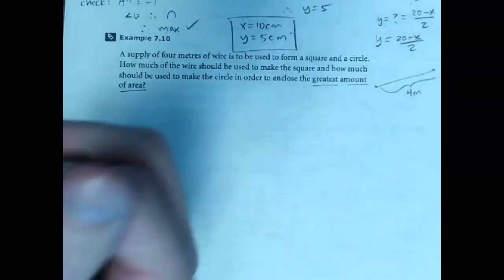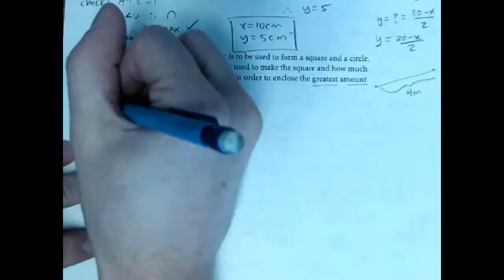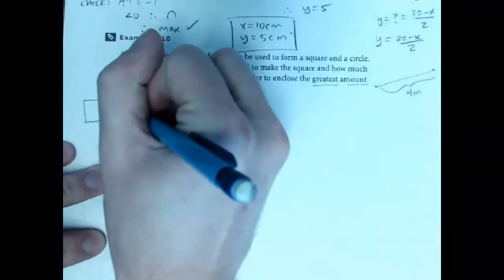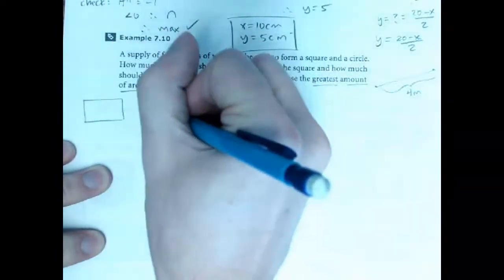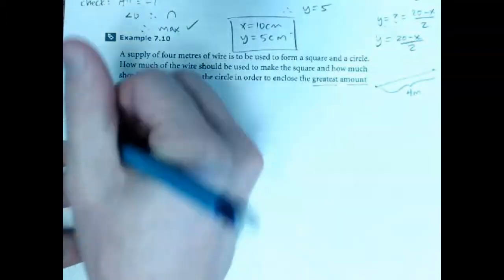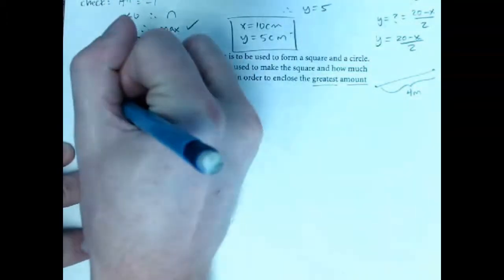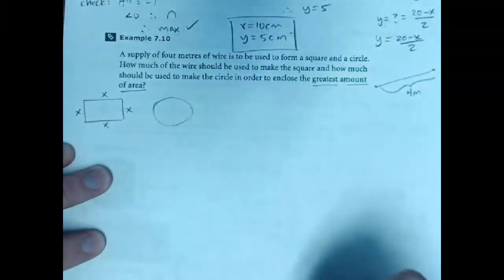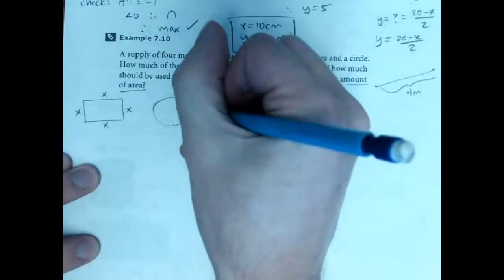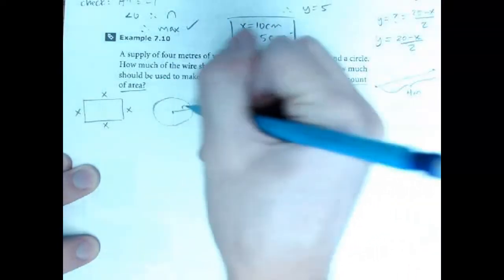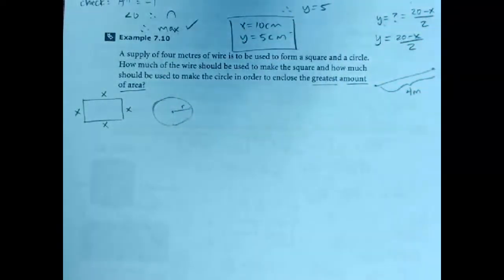But we're going to take that and break it down into 2 different shapes. I have a square and I have a circle. I'm going to call the side length of the square x, and then I'll say r for the radius of the circle. Now I have this, right?